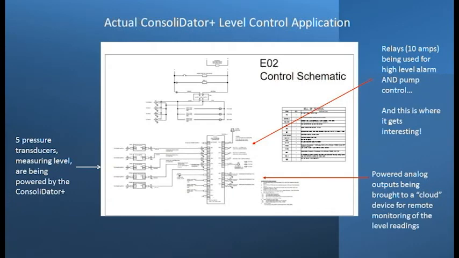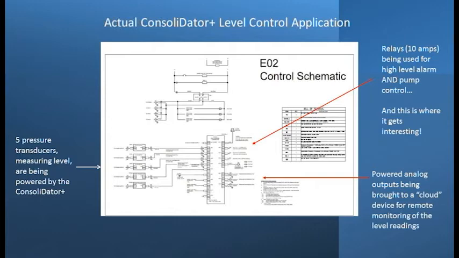Now, unfortunately, I don't have real installation photos of this particular installation. That's because they're challenging to get. But anyways, what I wanted to show you here is the fact that we have 5 pressure transducers that are all measuring level, and the Consolidator Plus is powering every single one of them. So the Consolidator Plus powers all the devices, brings the 4 to 20 milliamp signal into it, displays it accordingly. So that's pretty simple stuff. That's pretty basic. We could do that with any of our panel meters.